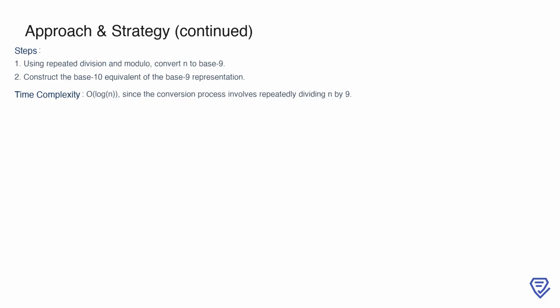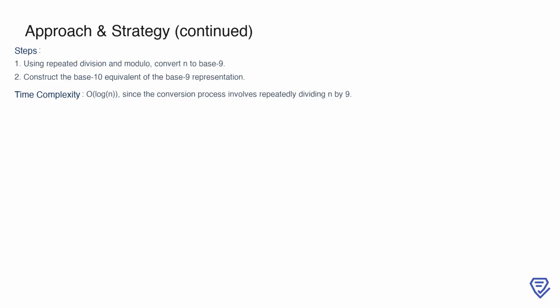This can be achieved using repeated division and modulo operations, where we repeatedly divide n by 9 and track the remainders to construct the base 9 number. Once we have the base 9 representation, we interpret it as a base 10 number to produce the result. This direct mapping allows us to efficiently determine the nth number in the sequence without generating or checking intermediate values.